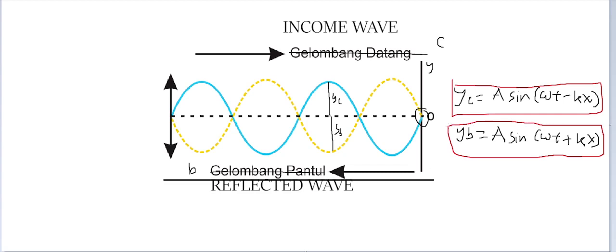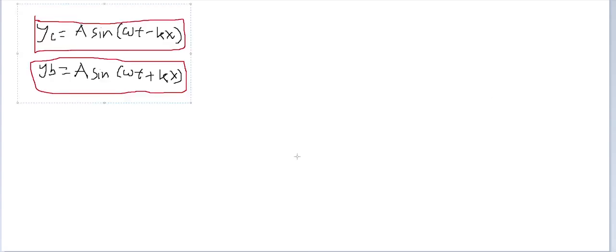You might ask, why is it different? Why does YC have a minus and YB have a plus? YB is actually the reversed wave, so it should be a negative formula, and because it is negative, it turns into a positive. It is actually the same formula as this, but the negative one, so it becomes omega t plus kx.